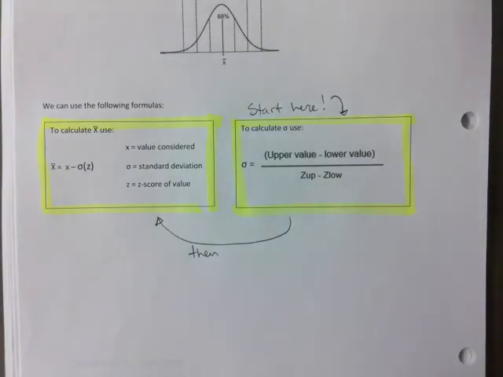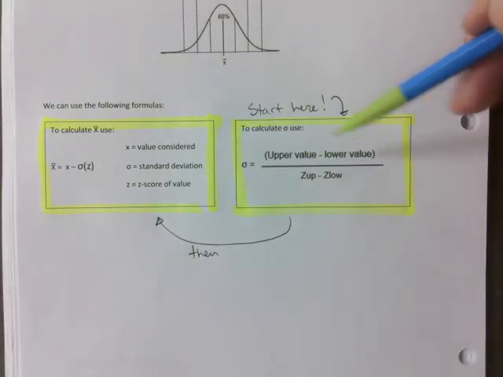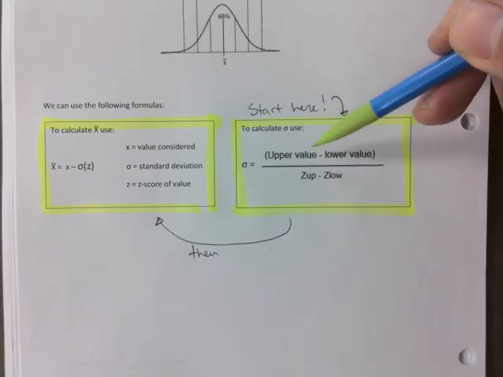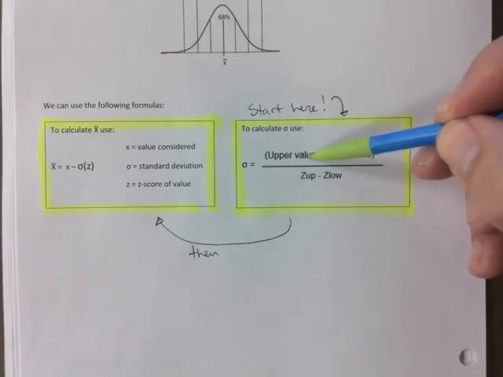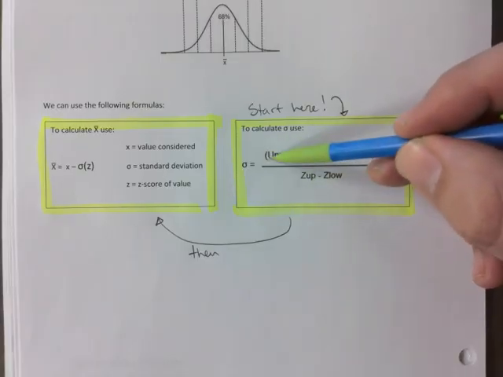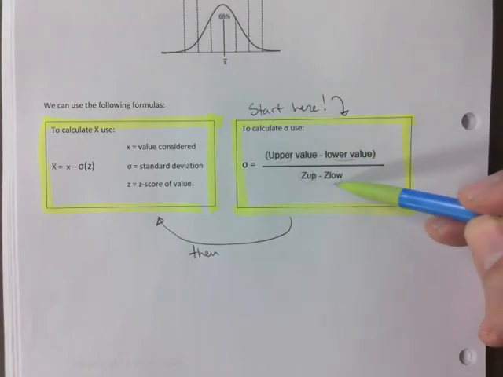So what is this talking about here? Upper value, lower value. So this could be grams, this could be mLs, you name it, days. Z up and Z low. Every value has a z-score. So the upper has an upper z-score. The lower value will have a lower z-score. Okay?